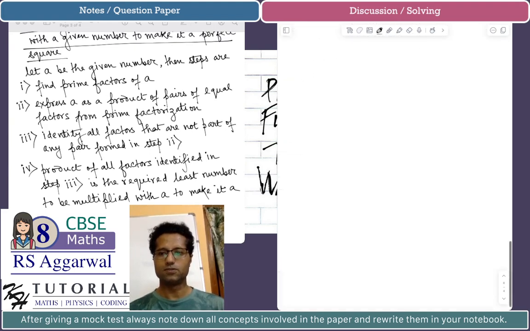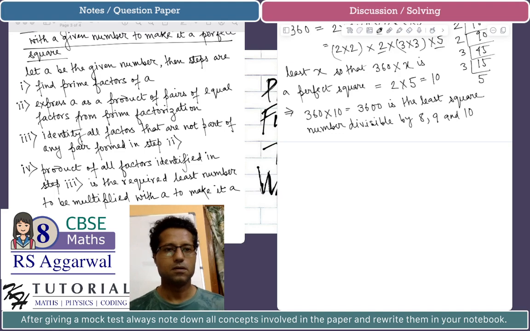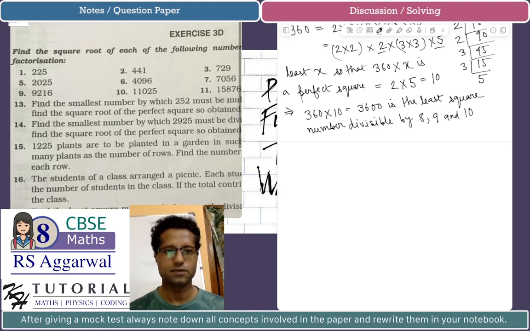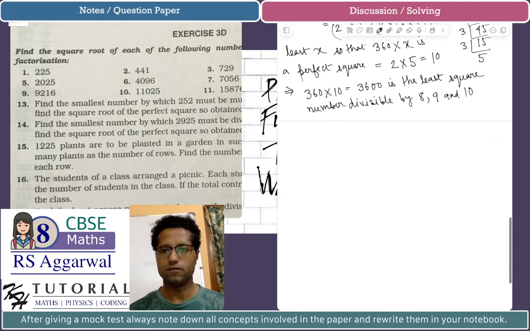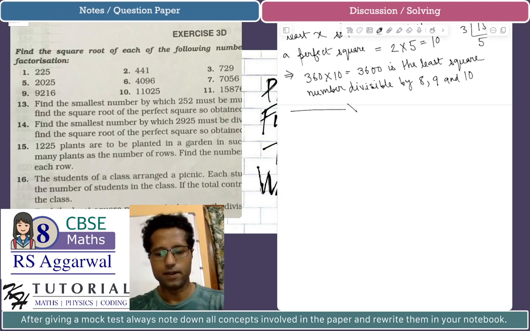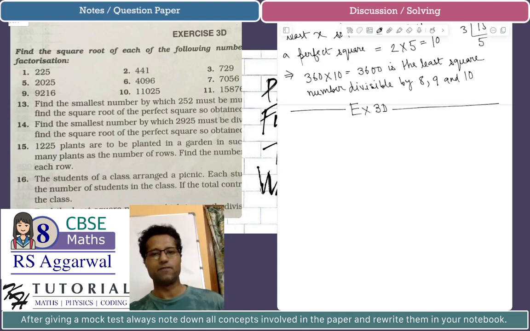Let's now solve the problems of exercise 3D. Let me bring up the question paper, problems of exercise 3D. I hope you can see. Okay, let's solve the problems of exercise 3D. So this exercise 3D is based on finding the square root of a given perfect square number using the prime factorization method, and some application of the prime factorization methods.